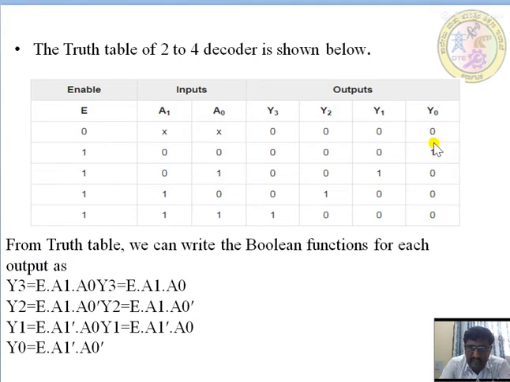See here, whenever we represent the decoder, the 1s should be in a diagonal position. For 0 0 it is Y0, for 0 1 it is Y1, for 1 0 it is Y2, and for 1 1 it is Y3. Always it should be mentioned in a diagonal position.